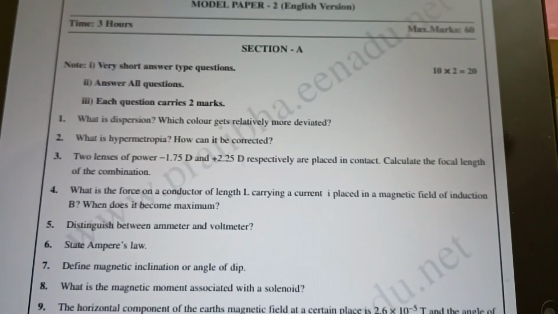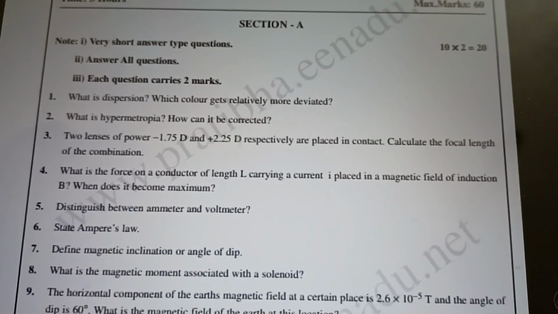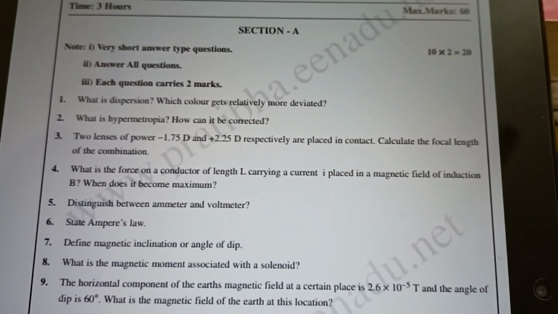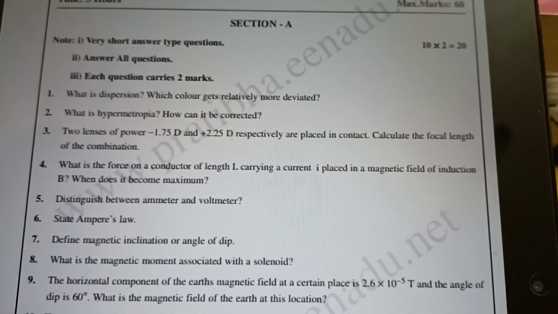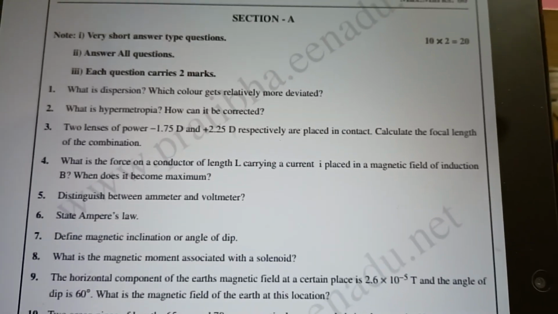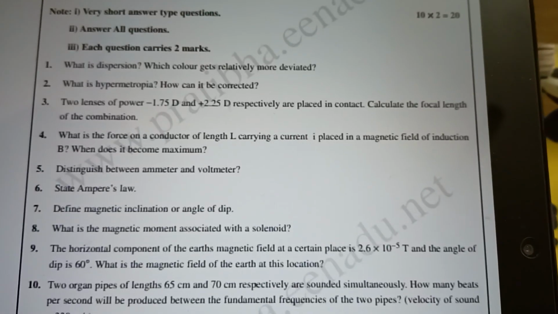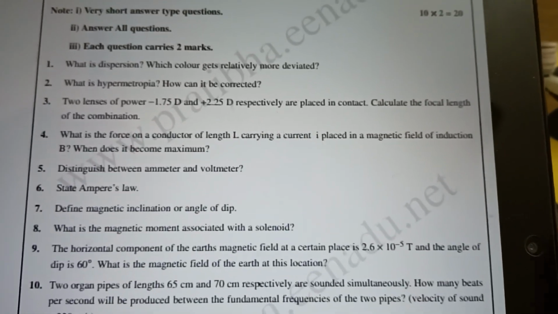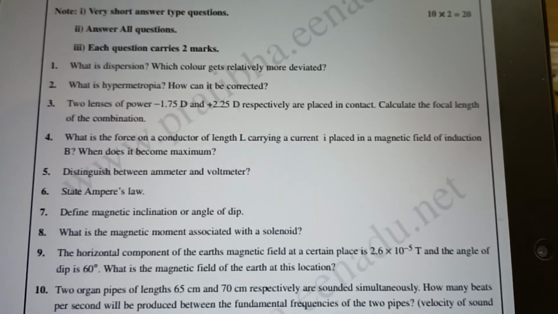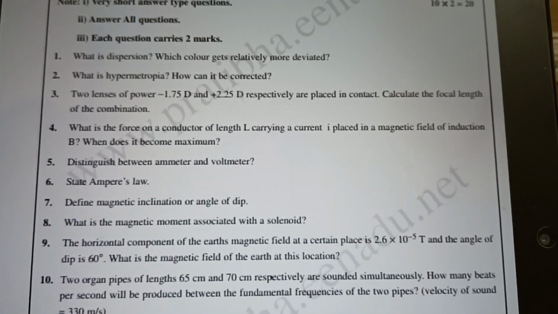Yes, let's begin. What is dispersion? Which color gets relatively more deviated? What is hypermetropia? How can it be corrected? Two lenses of power minus 1.75 D and plus 2.25 D respectively are placed in contact. Calculate the focal length of the combination.